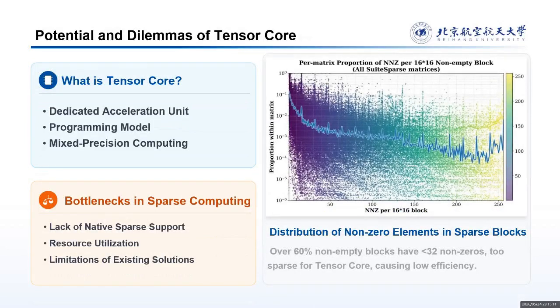As shown in this figure, more than 60% of non-empty blocks have fewer than 32 non-zero elements. This means that many blocks are too sparse for tensor cores. If we directly use tensor cores, a large part of computation will still be spent on zeros. So, the motivation of our work is clear. Before using tensor cores, we need to improve the density of blocks.